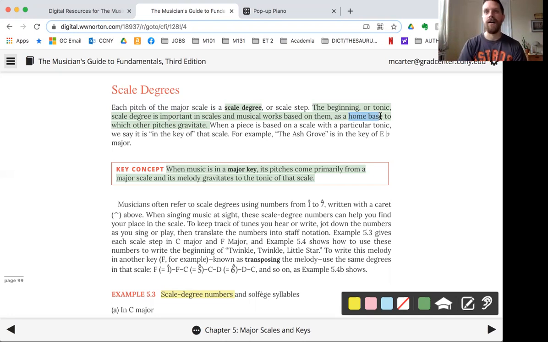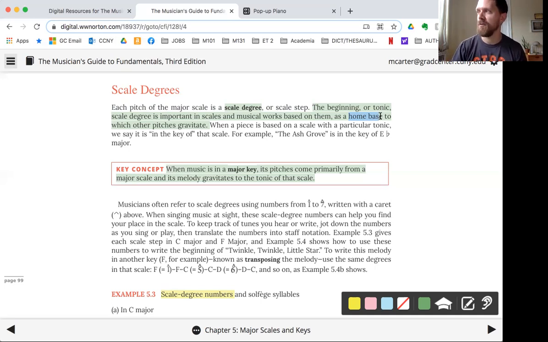So think about that gravitation, that home base. All music is really kind of ultimately this swirling around, going closer to and farther away from the home pitch until it finally gets there. And then you feel this resolution.